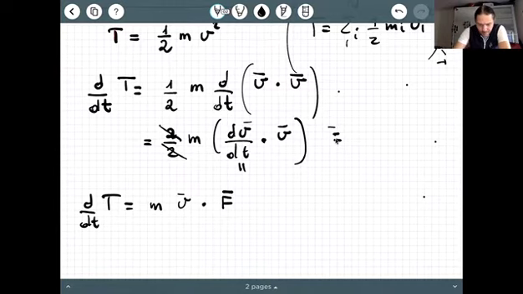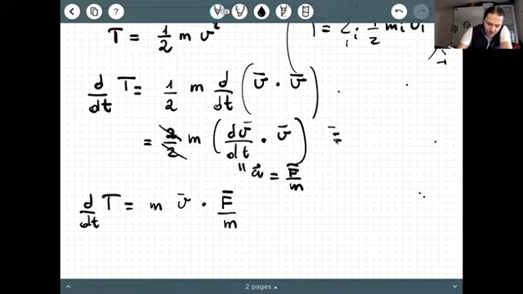Why the force? The force divided by the mass. Because the time derivative of the velocity is actually the acceleration, and the acceleration by Newton's law is the force divided by the mass. So you get this. So what did we get to?